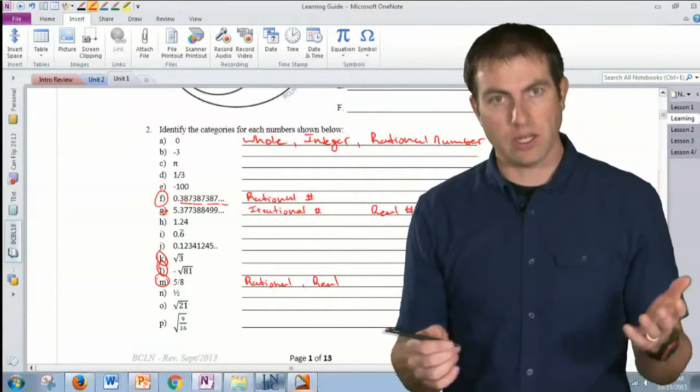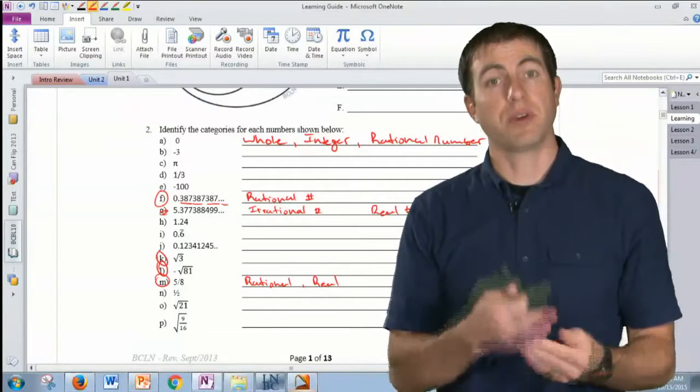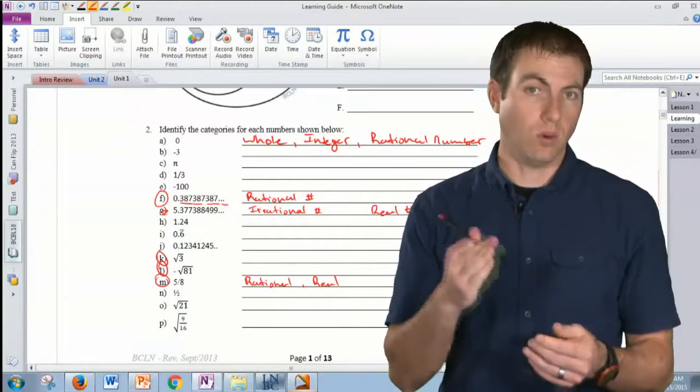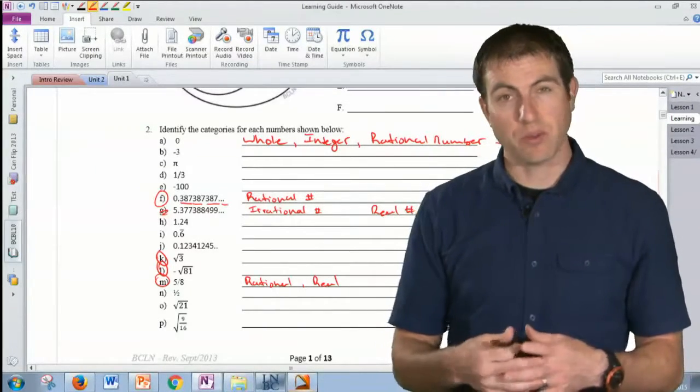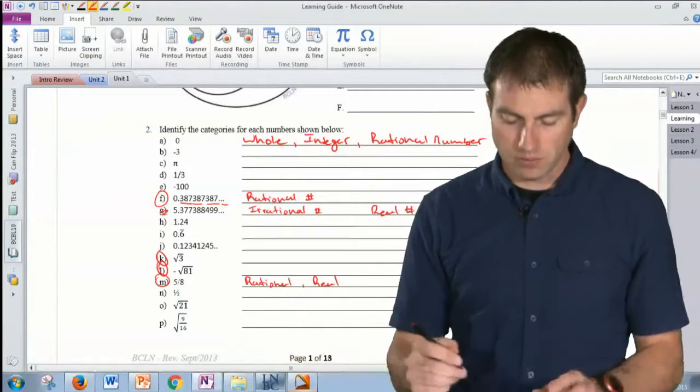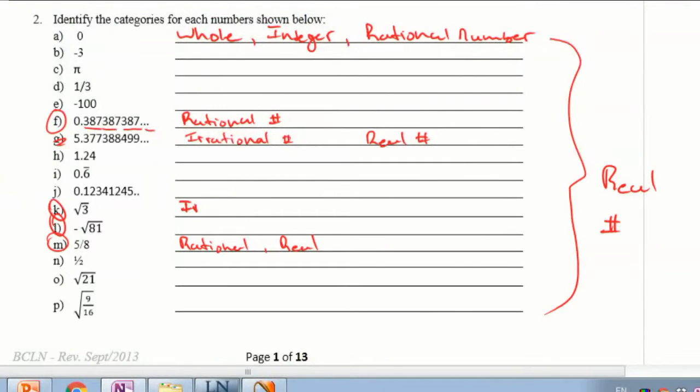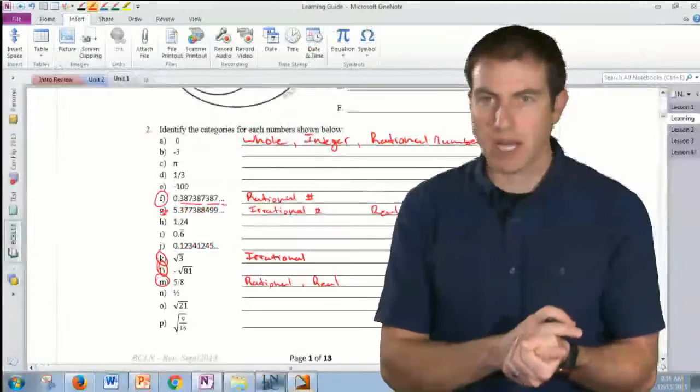So it's a decimal. It's not a perfect square, so it's not going to be a whole number or an integer. And because the square root of 3 continues on forever, it falls under our irrational category. It's by definition an irrational because it doesn't terminate and it just continues on forever. So that's what an irrational number is. We can't write it as a fraction.